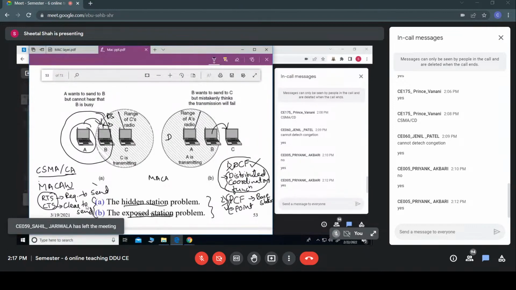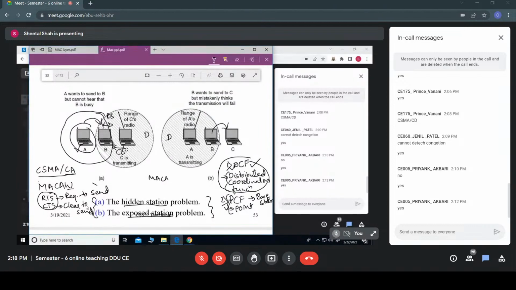Now this RTS is sensed by station A because it is in this region. Are you getting my point? Okay. And the RTS would also be sensed by station C. Fine. Now, in response to this RTS, C would send a signal which is known as a CTS, that is clear to send. And any station which is in the range of this station C, say suppose station D is here.